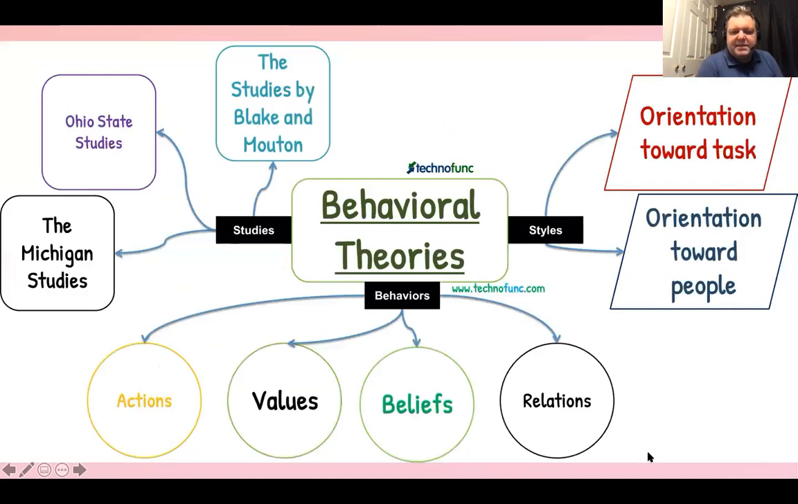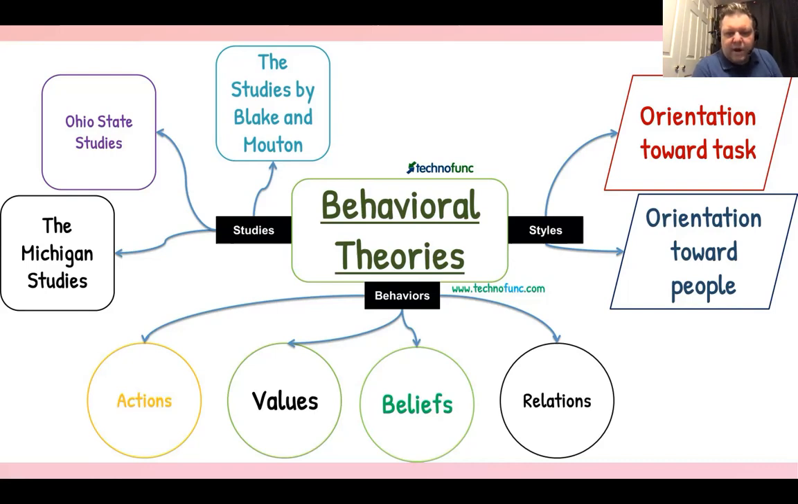And I wanted to put this slide in here because at the end of the day, this is what everything is. If you look on the left side, so this is from Technofunk, which I had no idea. I just happened to find this image somewhere and it made a lot of sense. On the left side of behavioral theories, it says the Michigan studies, the Ohio State studies, the studies by Blake and Newton. We've talked about these last time. So it's the relationship, it's the task versus the person, it's the structure of the organization versus the relationship, the trust building.